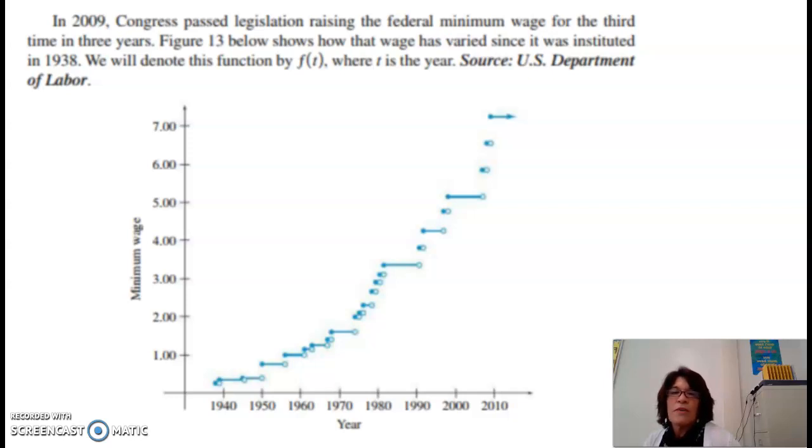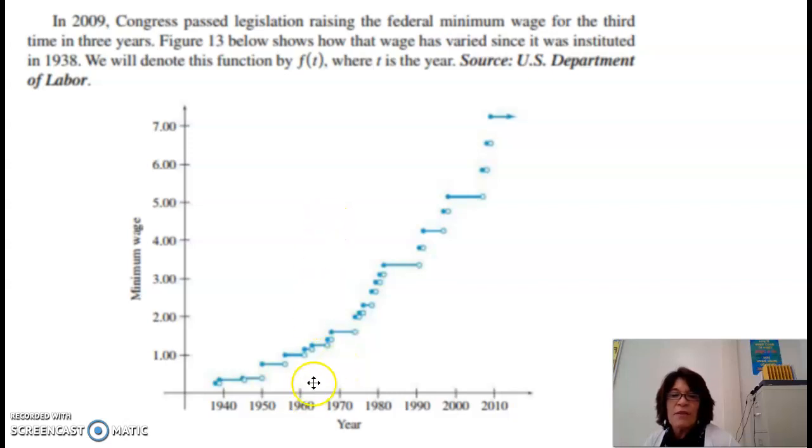We denote the function by f of t, where t is the year. Between 1940 and 1950, it was here. I guess 1938 is where it started. But anyway, this was the minimum wage, and it was the same for a while, then it jumps up. It's not like every dollar in between. This is a step function.